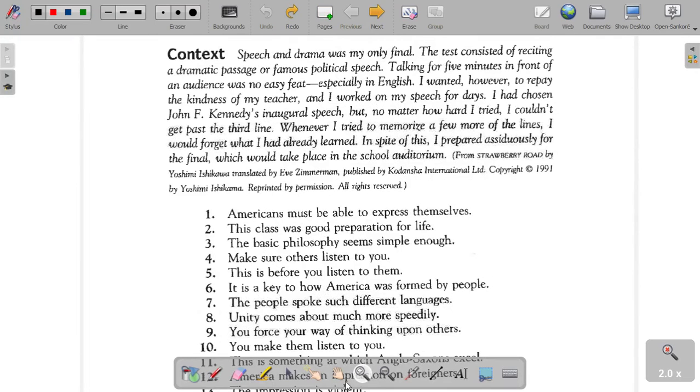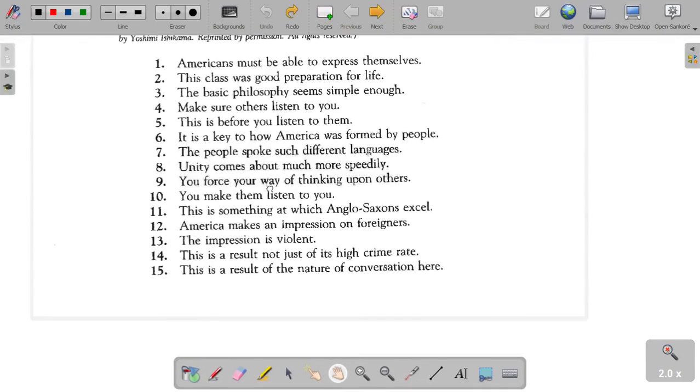Americans must be able to express themselves. This class is good preparation for life. The basic philosophy seems simple enough. Make sure others listen to you. This is before you listen to them. It is a key to how America was formed by people. The people spoke such different languages. Unity comes about much more speedily. You force your way of thinking upon others. You make them listen to you. This is something at which Anglo-Saxons excel.